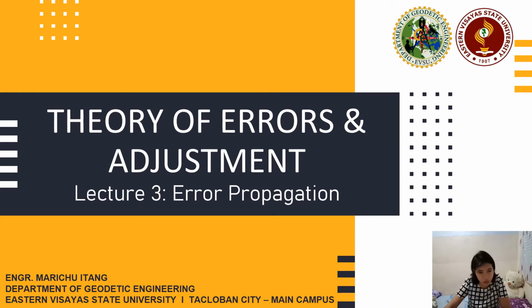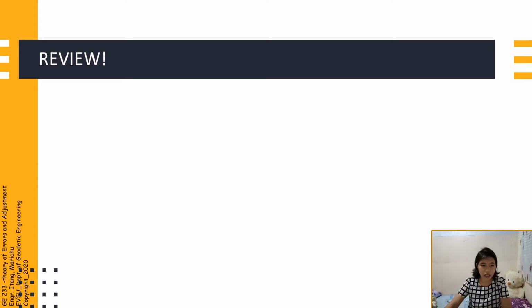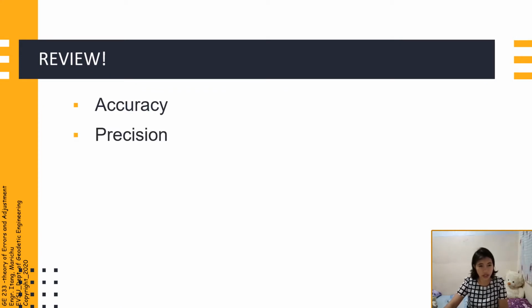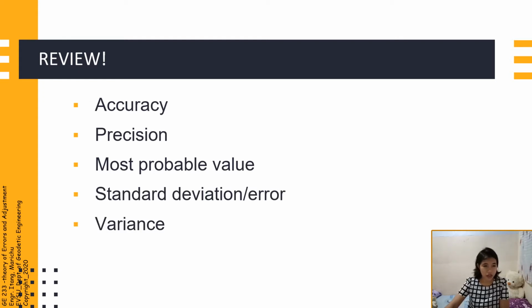But before we discuss this new topic, we have here a short review of the topics that we discussed in the past videos. We discussed accuracy, how close we are to the target, and precision, the refinement of our individual observations. We have here the most probable value, the standard deviation, and the standard error.